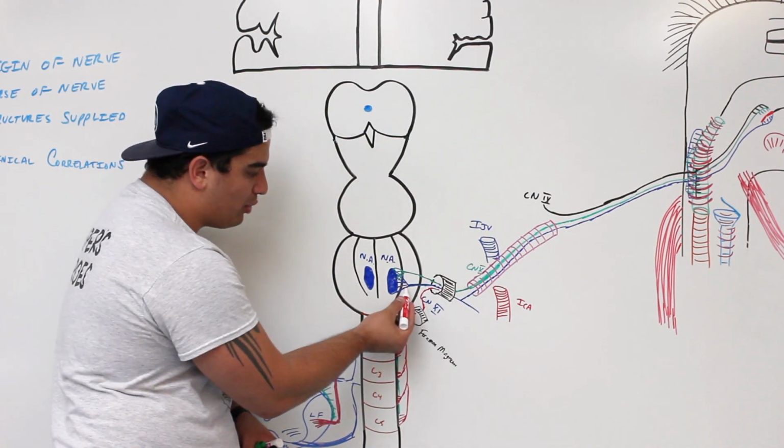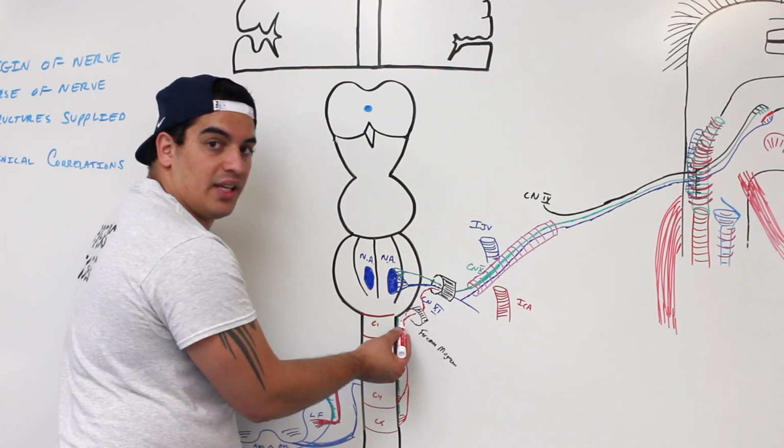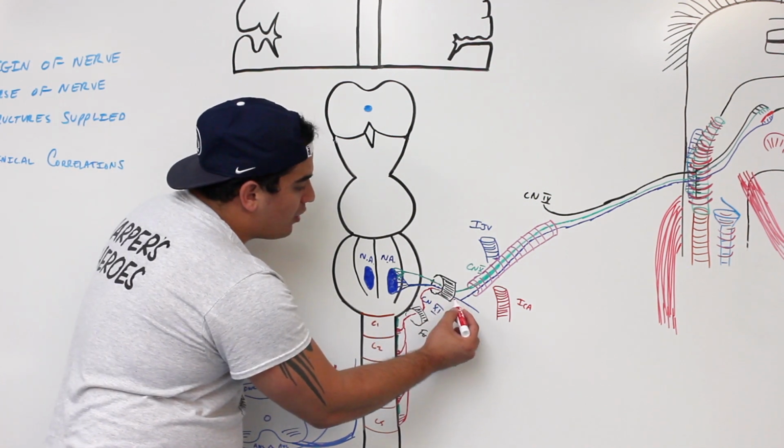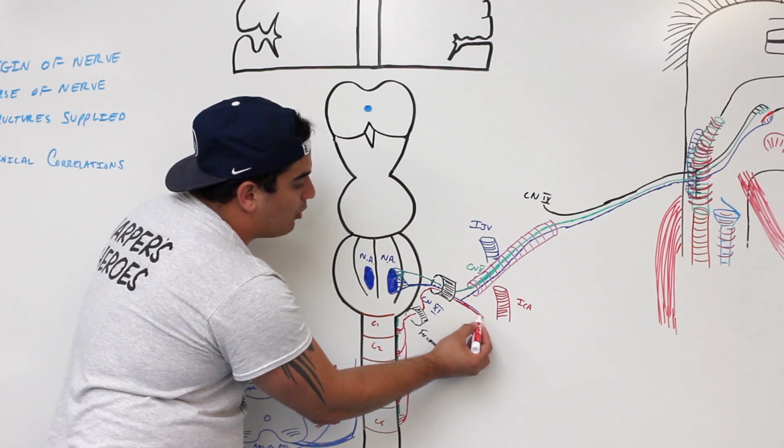So what is this blue part here? It's the cranial part of the accessory nerve. What's this red one here? That's the spinal part of the accessory nerve. It runs through the foramen magnum. And again, what happens here? Now these guys are going to move together.